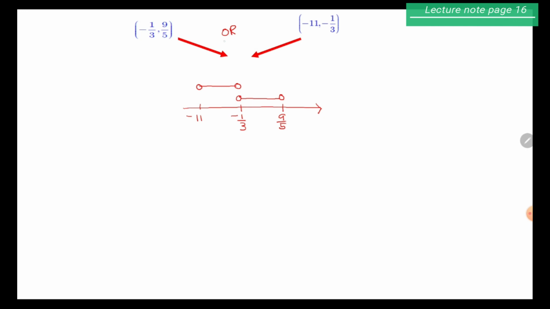By considering the OR, we need to consider the union. So we need to cover all the regions that have the lines. So it is the region from negative 11 up until negative 1 over 3, open, union with negative 1 over 3 up until 9 over 5, open. Or we can write it in this form.